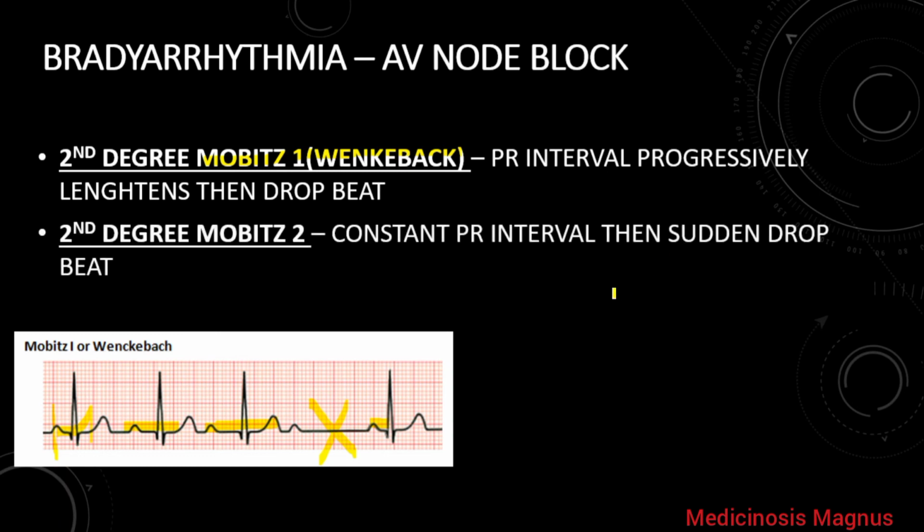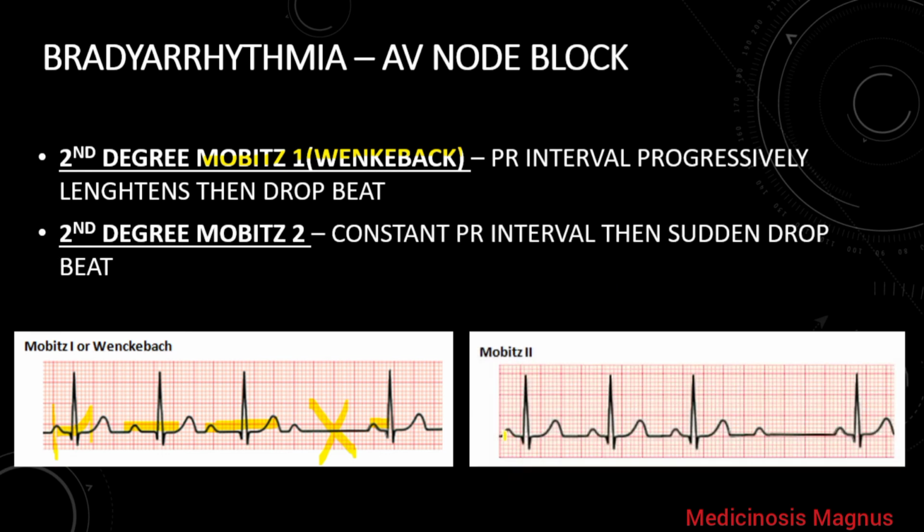The second degree Mobitz 2, here if you see, the PR interval is constant. It is not lengthening nor is it shortening. It is constant, but suddenly the patient will have a dropped beat. This is Mobitz 2 second degree block.